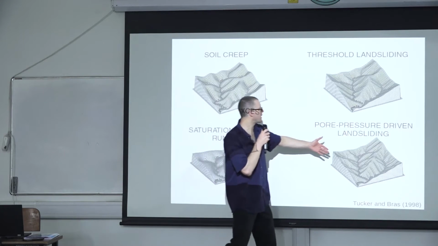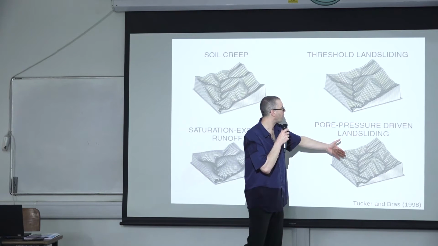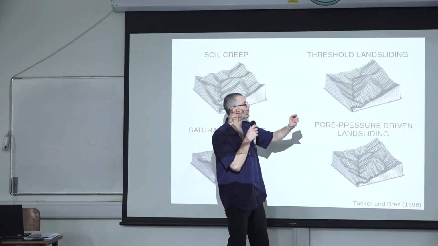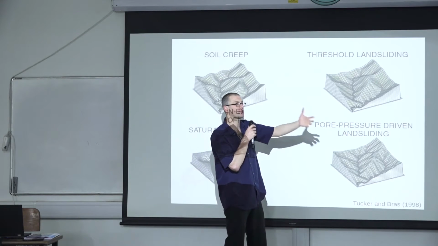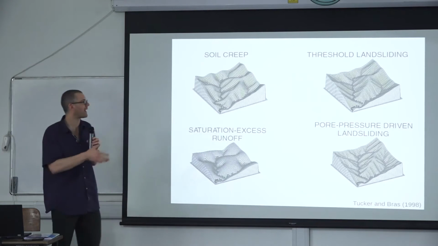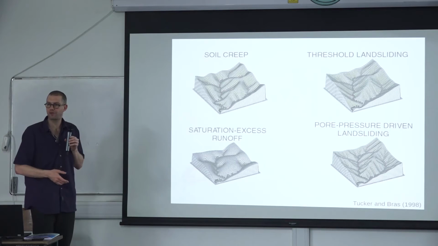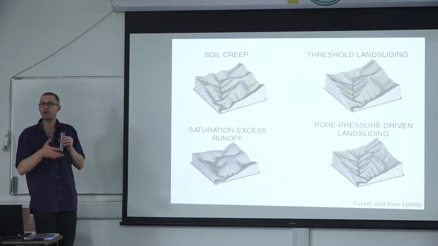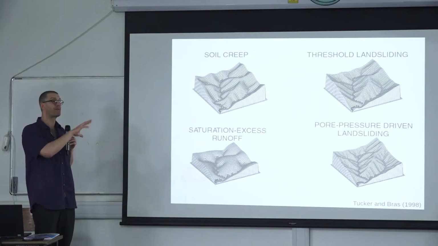Or we can use a pore pressure driven landslide model, where you first have to set up a certain amount of water in your rocks before you trigger landsliding. So that's essentially a threshold that you need to bring in. These are examples of running a model with different transport laws, and then you need to decide what is the appropriate transport law for your environment, and that mostly is based on field work.